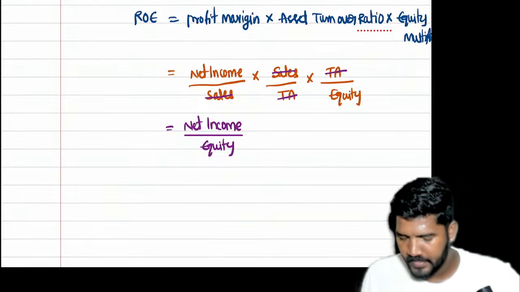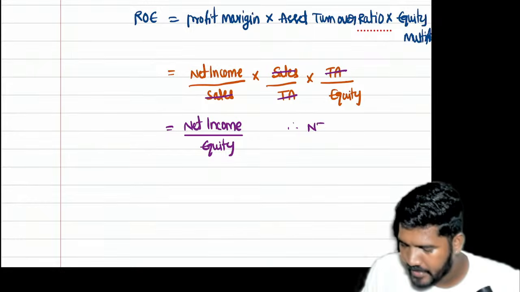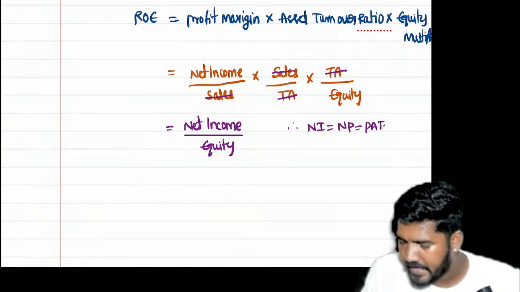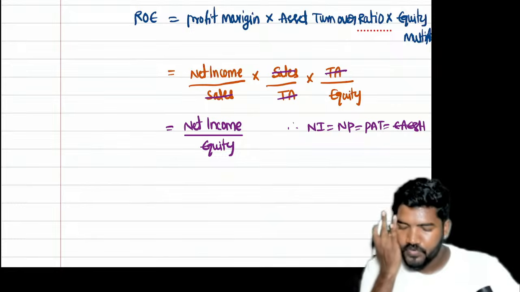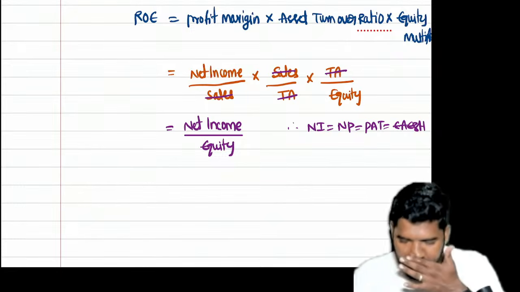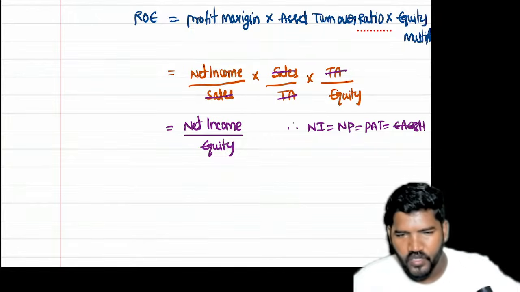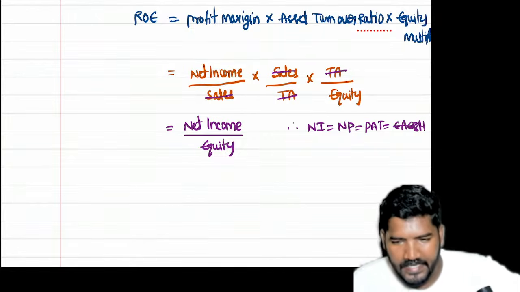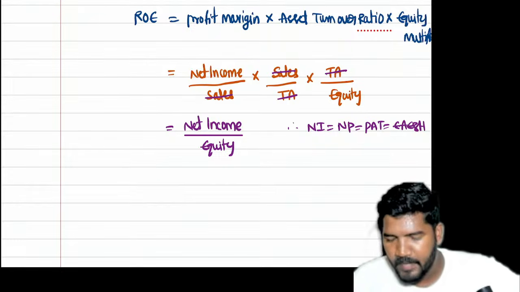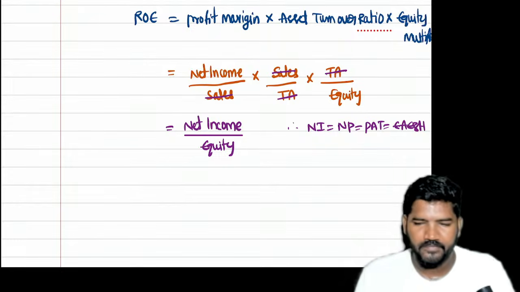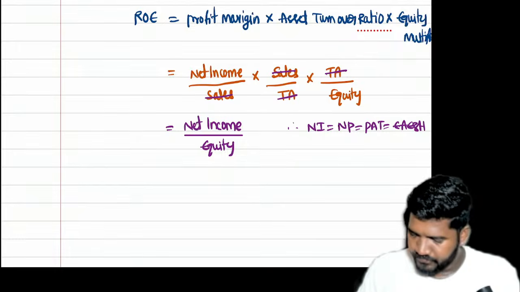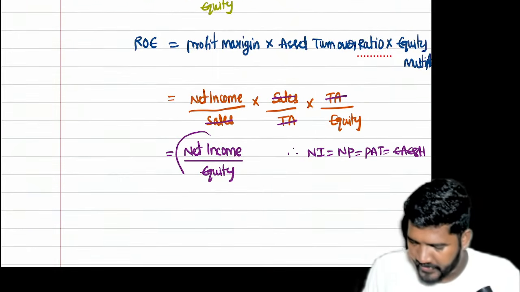Net income divided by equity. I already told you so many times, net income is nothing but net profit. Net profit is nothing but PAT. PAT is nothing but EAESH, because if there is no preference dividend, PAT is nothing but EAESH. In reality, there is no preference share capital, so you can directly assume PAT is nothing but EAESH. Net profit is nothing but PAT, and net income is nothing but net profit. Guys, clear? This is a way to calculate return on equity.